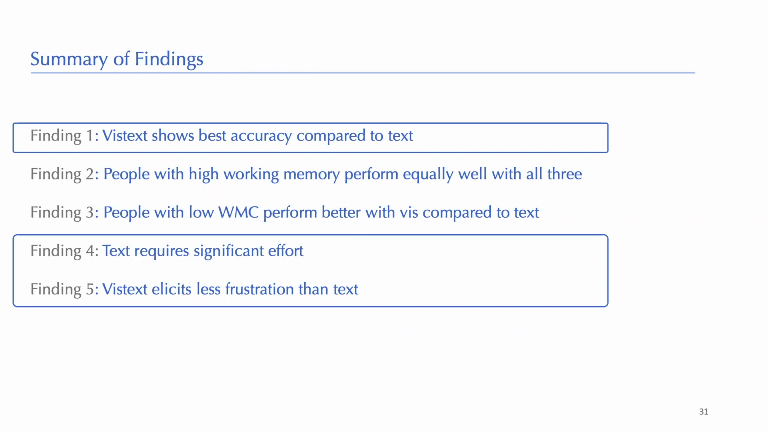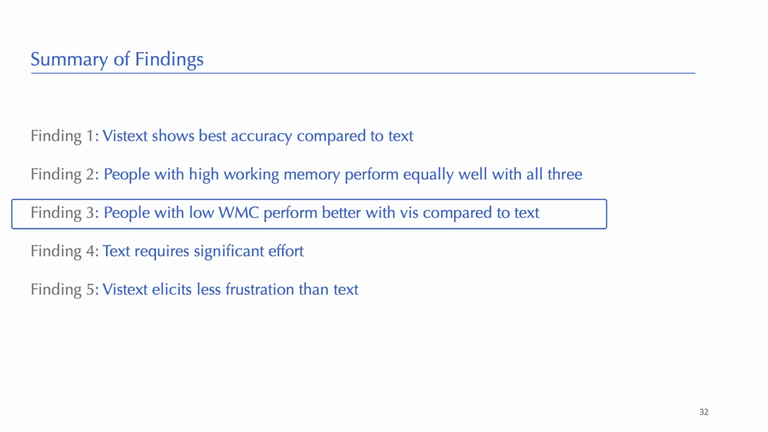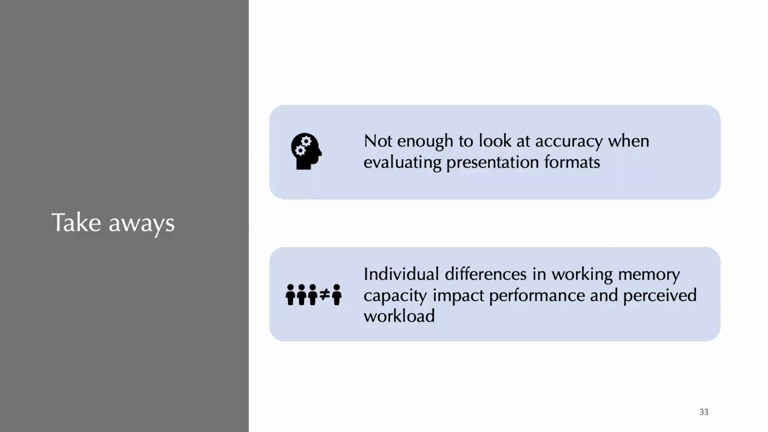Visualization and text combined showed better accuracy and less perceived frustration compared to text alone, which elicited significant effort. Finally, visualization alone has shown to elicit better accuracy compared to text alone among low working memory individuals. Our results highlight that it is not enough to look at only measures of accuracy when evaluating presentation formats. Individual differences in working memory capacity impact performance and perceived workload with different formats when performing Bayesian reasoning.